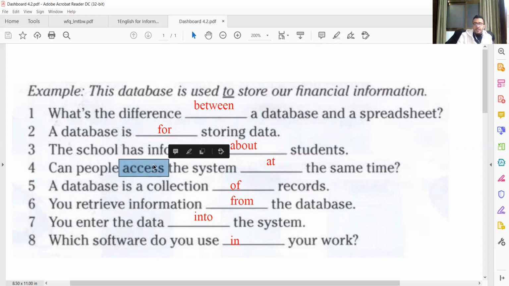Okay, a database is a collection of records. You retrieve information from the database. You enter the data into the system. Which software do you use in your work?